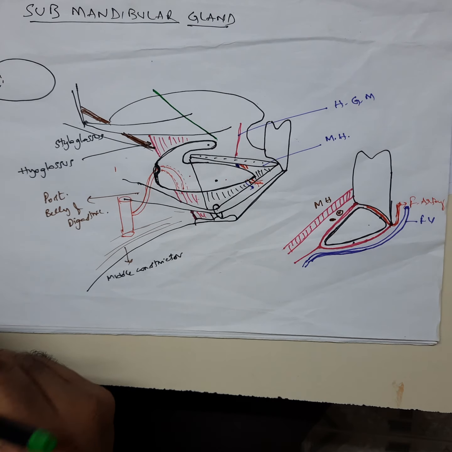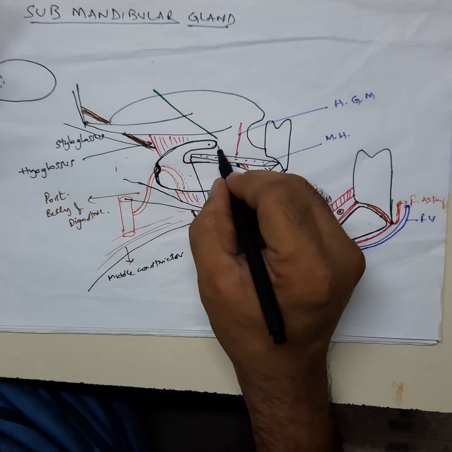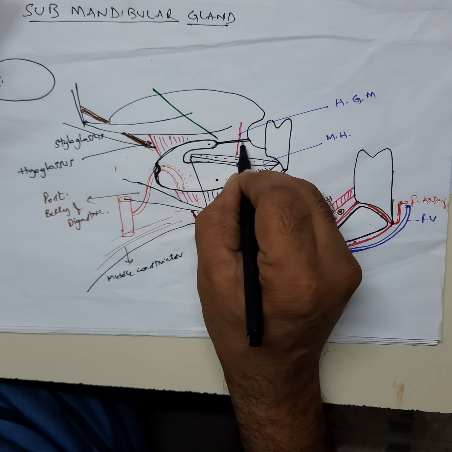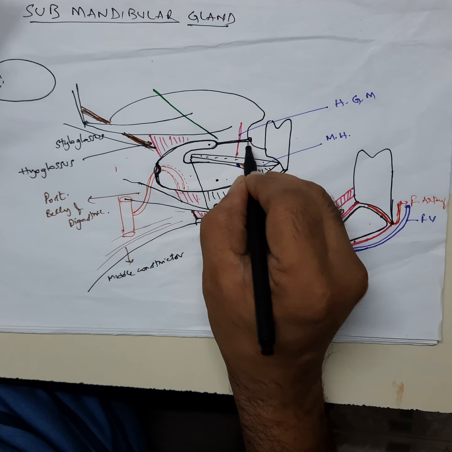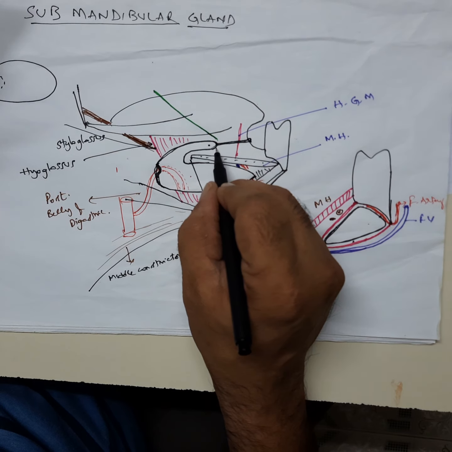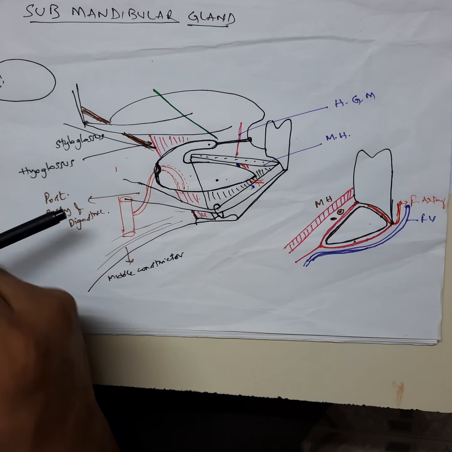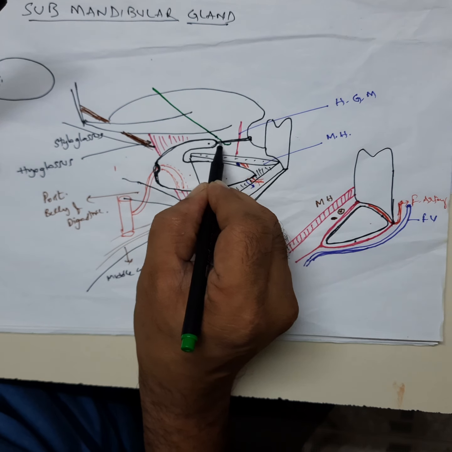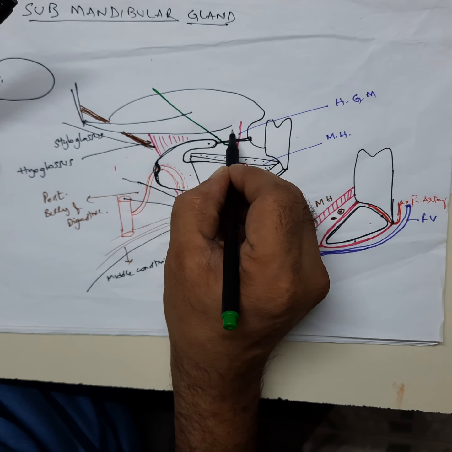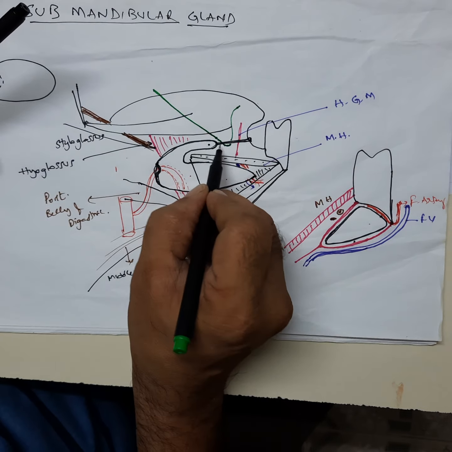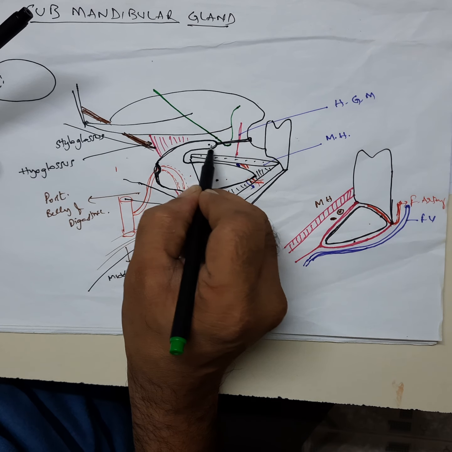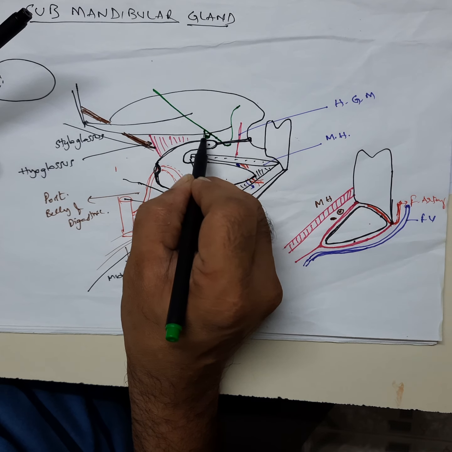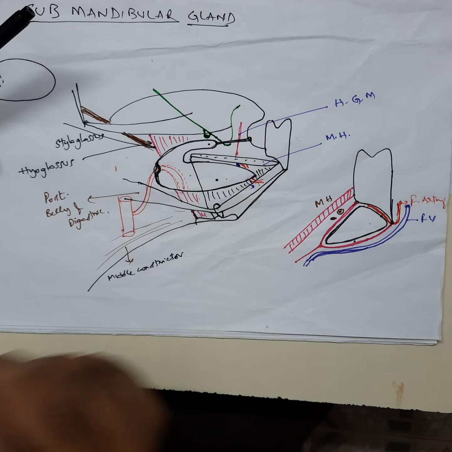And there is a duct for this, Wharton's duct, which opens into the floor of the mouth on the lingual papilla. This is the lingual papilla. This lingual nerve curves around this duct from its lateral aspect, then goes up into the tongue. Before that, above this deep part, it presents a peripheral parasympathetic ganglion here. That is the submandibular ganglion.